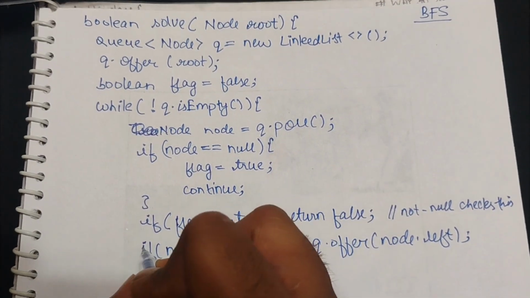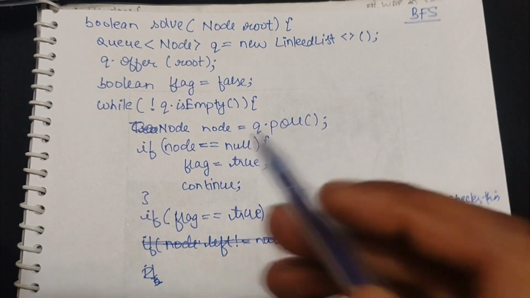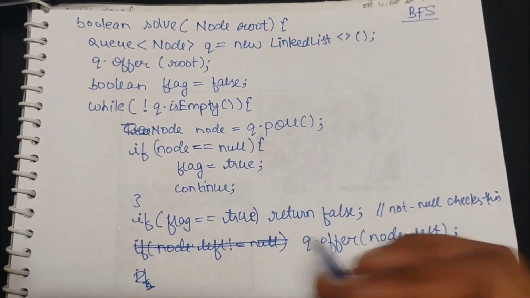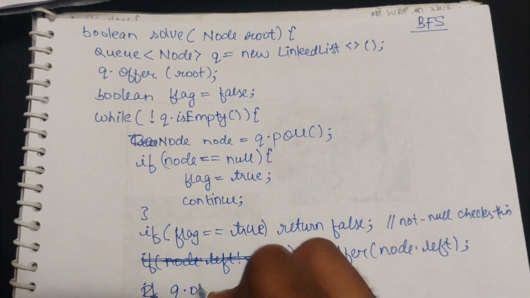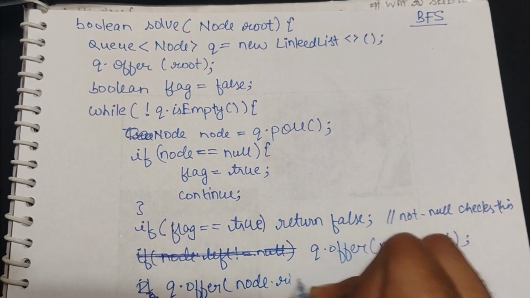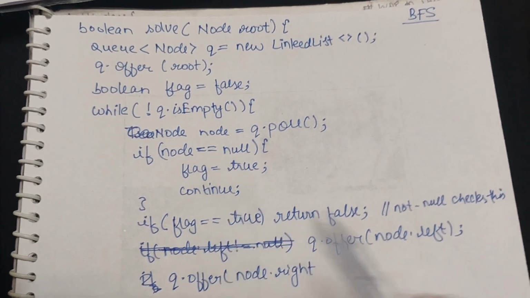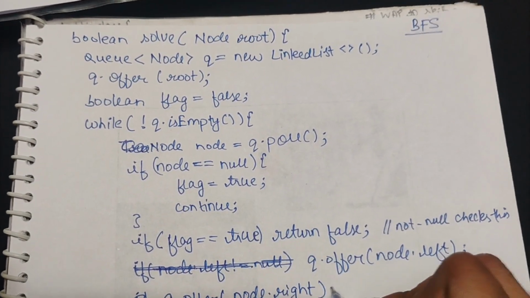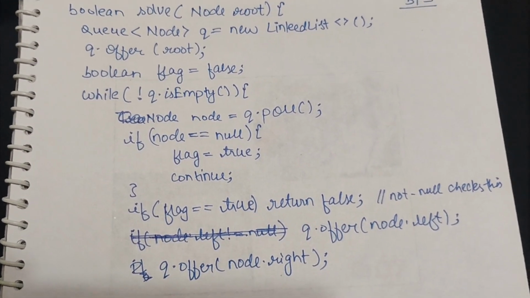Similarly, not null, I would not check the condition, because I'm also adding the null value inside the queue, so I'll not check this not null condition. I'll simply add left and right, because I told that if I would write this condition, I would not hit this null condition. So I will simply add the respective left and right, whether they are null or not null.